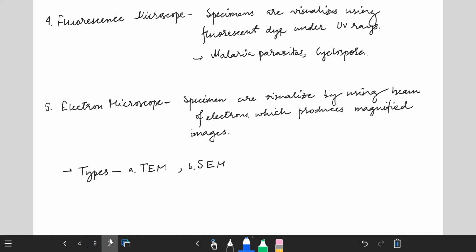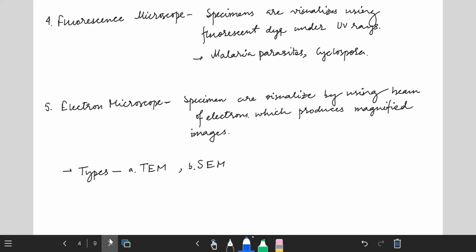In fluorescence microscope, when the fluorescent dyes are exposed to UV rays, they become excited and are said to be fluorescent. This phenomenon is used in this kind of microscope. They convert these invisible short wavelength rays into light of longer wavelengths, or visible light. Under this microscope, malarial parasite, Cyclospora and Mycobacterium tuberculosis are observed.